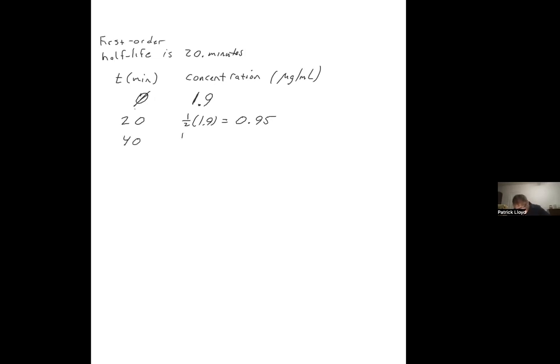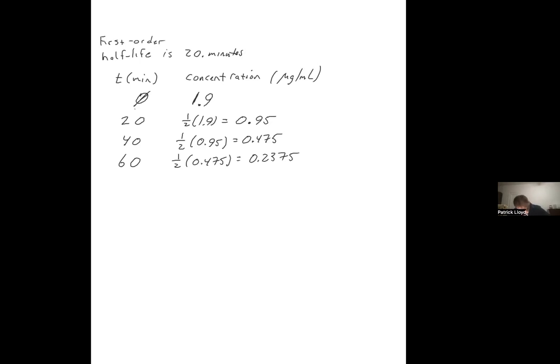And then we're just going to take a half of 0.95. So you just take a half of what you're left with from the previous one. So half of that would be 0.475. Okay, just go down by half each time. Another 20 minutes would give us 60. So each unit of half-life, 20 minutes. So a half of 0.475 would be 0.2375. I'm not worrying about significant figures yet.